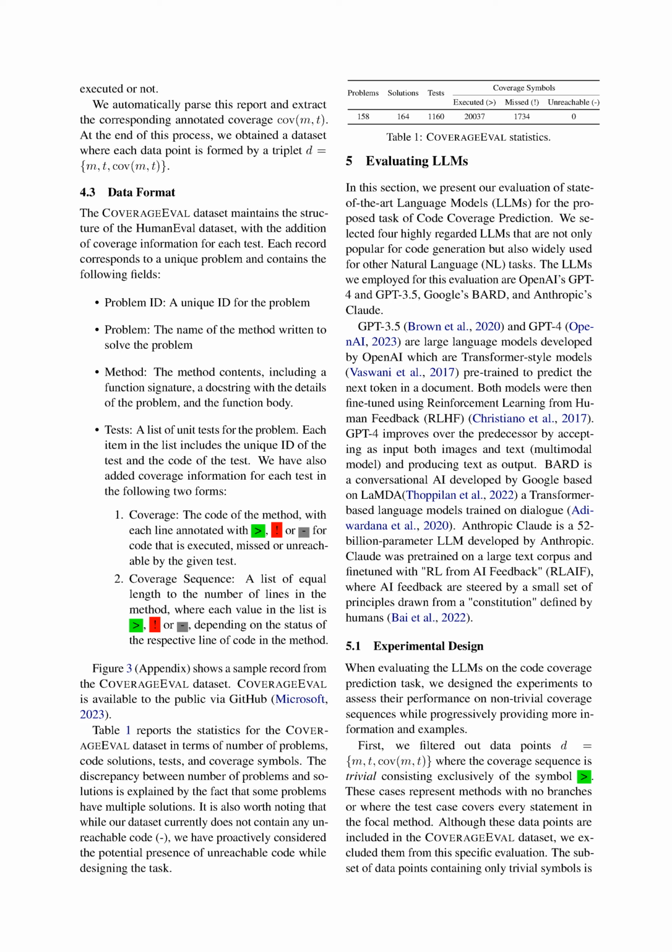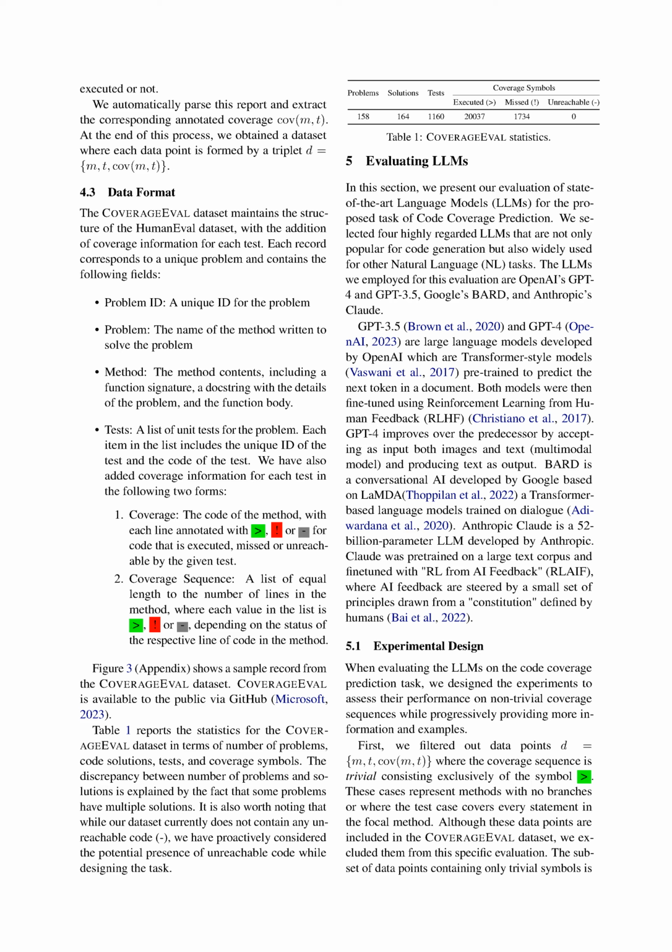Anthropic Claude is a 52 billion parameter LLM developed by Anthropic. It was pre-trained on a large text corpus and then fine-tuned using RL from AI feedback, RLAIF. This process involves using AI feedback guided by a small set of principles drawn from a constitution defined by humans.